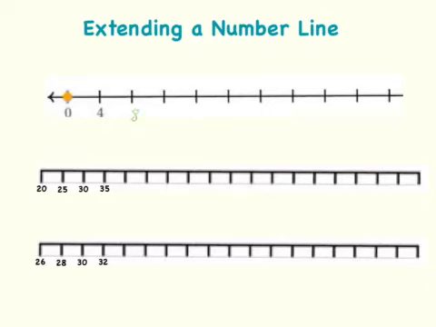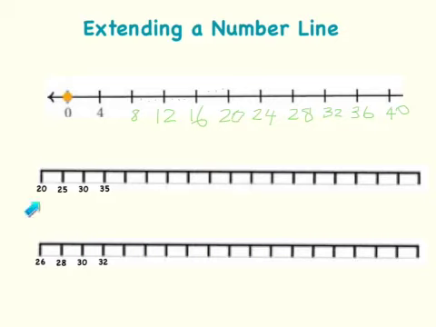If I kept counting in 4s, I would go 9, 10, 11, 12, 13, 14, 15, 16, 17, 18, 19, 20, and so on. This is what my finished number line would look like when I'm counting in 4s.